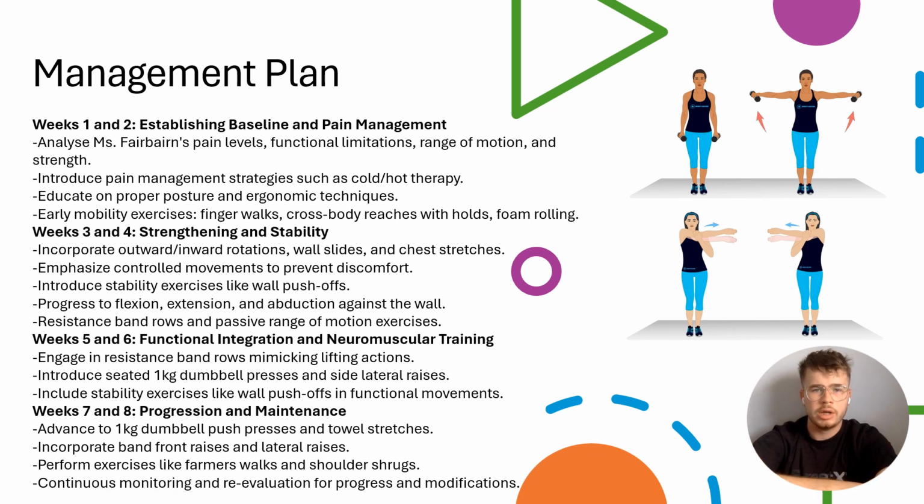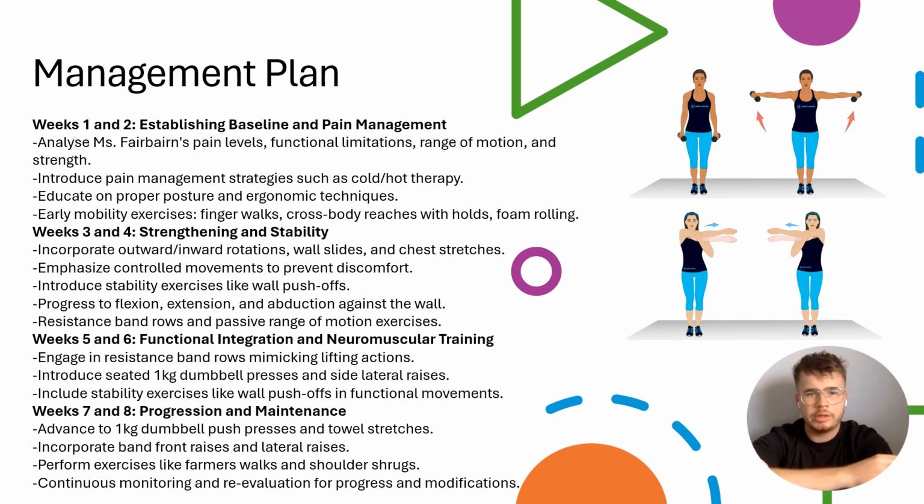Fairbairn's progress. In week 3, Ms. Fairbairn begins with outward and inward rotations, wall slides, and chest stretches in a doorway, which are aimed at enhancing shoulder mobility and initiating muscle activation. These exercises are performed with caution, emphasizing controlled movements to prevent exacerbating any existing discomfort.